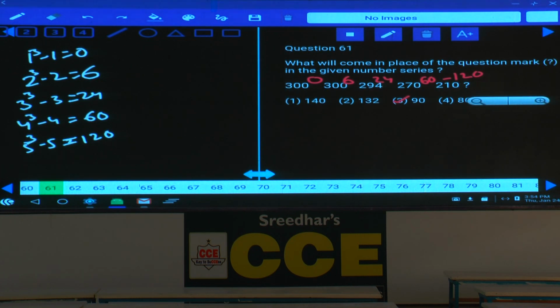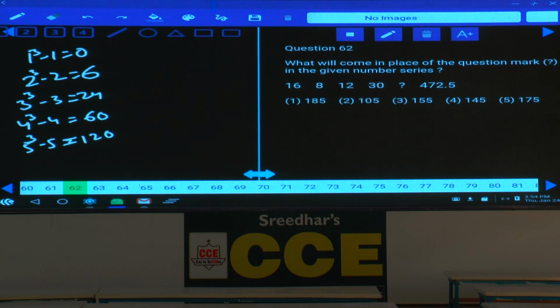Here the difference between the numbers is n cube minus n. Last year in most of the examinations the same question has been repeated. Maybe the numbers were different, but the logic is one and the same: n cube minus n difference. The next one, question number 62.